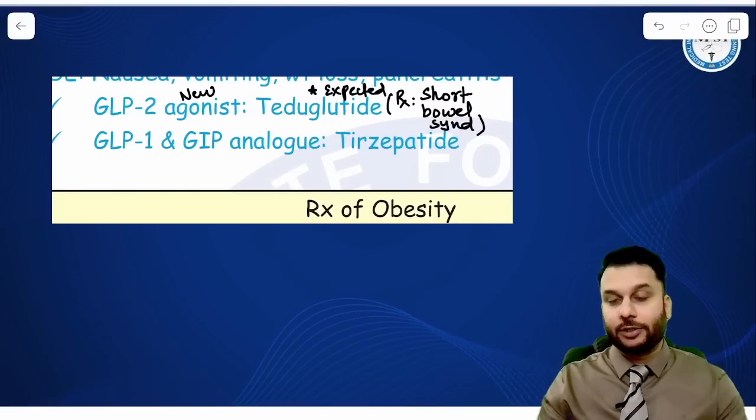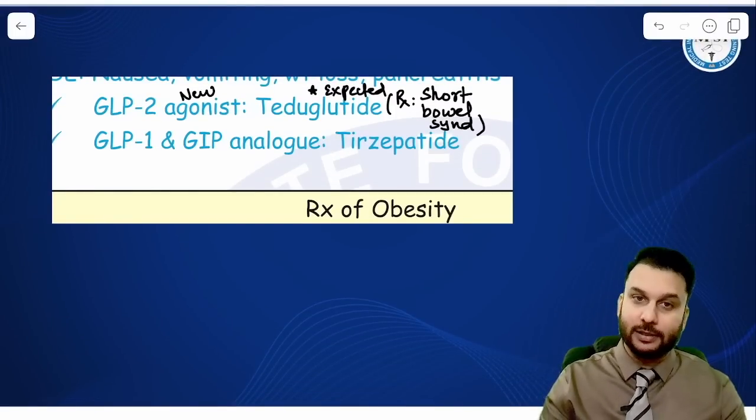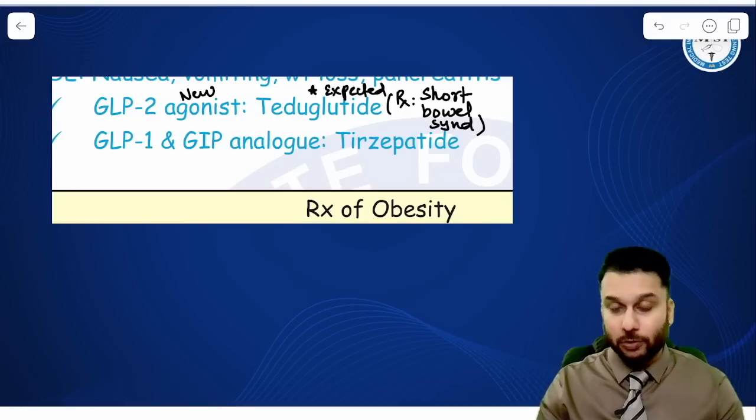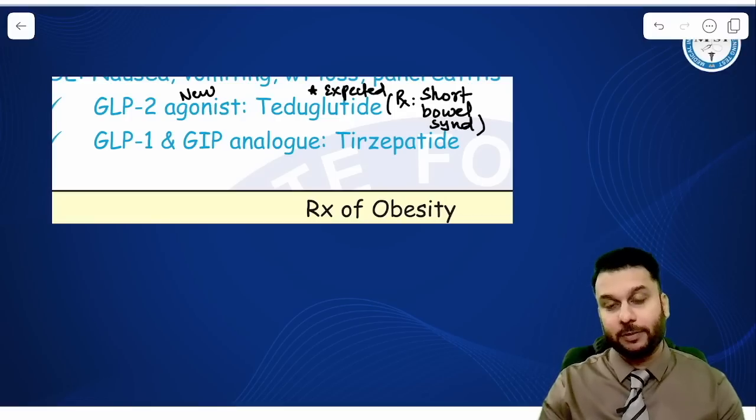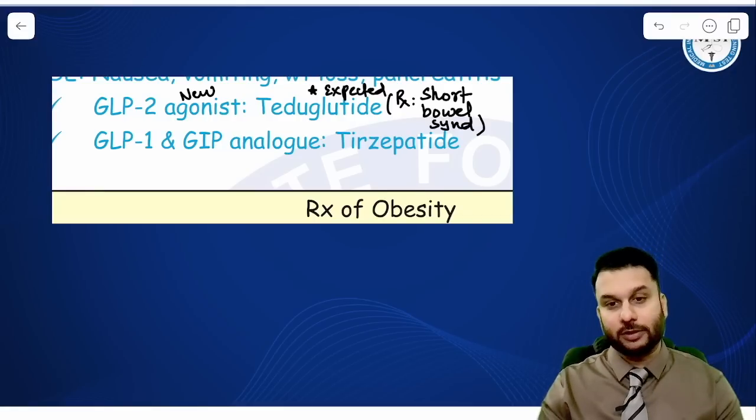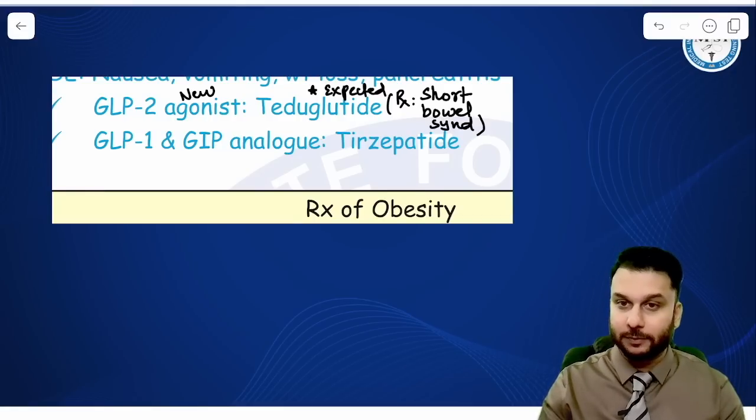This is just a screenshot from our class notes. In fact, I have marked that this is a new drug. In fact, there is another new drug now, tirzepatide. This is also expected, especially in NEET PG and INI-SET type of exams. Okay, so anyway, teduglutide, short bowel syndrome, expected question, as you can see that I have marked during my classes.